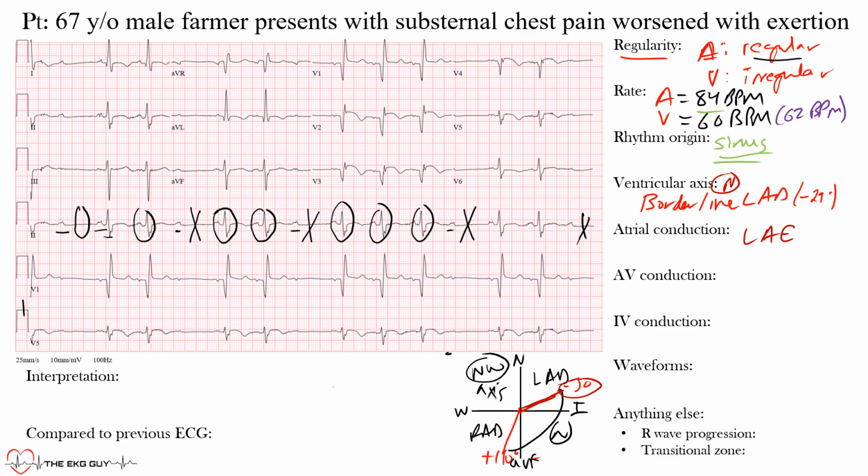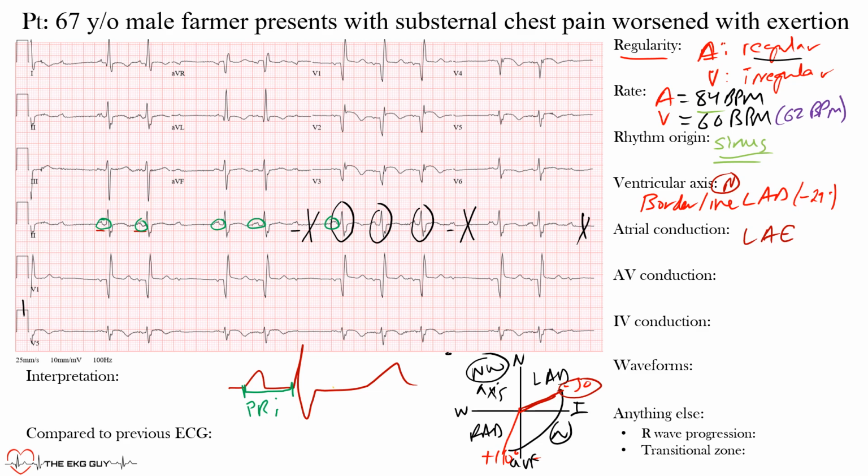So what does this indicate? All right, so there's some sort of block going on. And what you have to notice here is that the PR interval, which is from the beginning of our P wave to the QRS complex, is actually constant when it's followed by a QRS complex. So these PR intervals that you see here are constant when they're followed by a QRS complex.